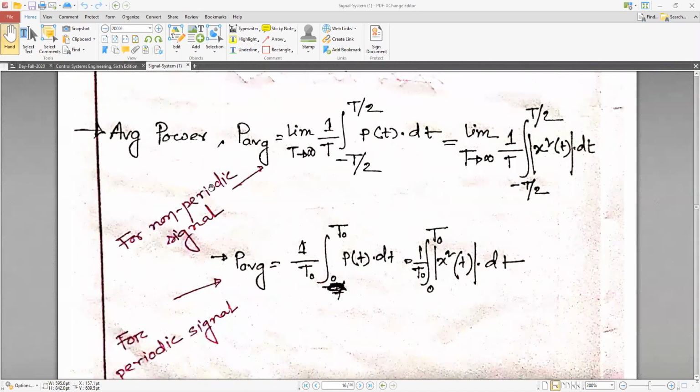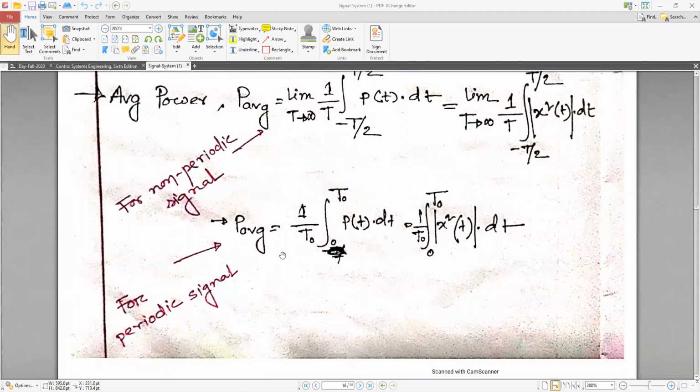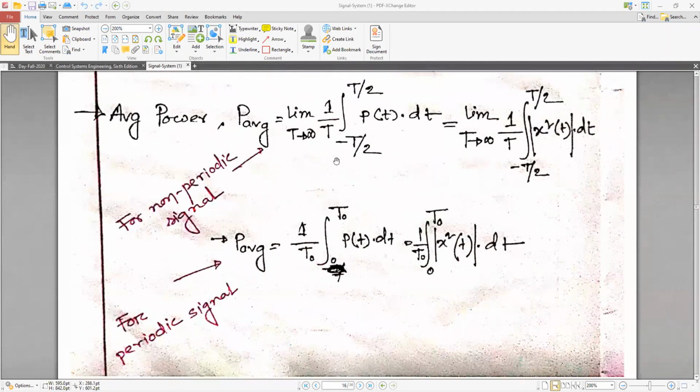That is for the non-periodic signal and that is for the periodic signal. Two differences: for the non-periodic you have to start from minus T by 2 to T by 2, and for the periodic, 0 to T naught. So these equations are required.